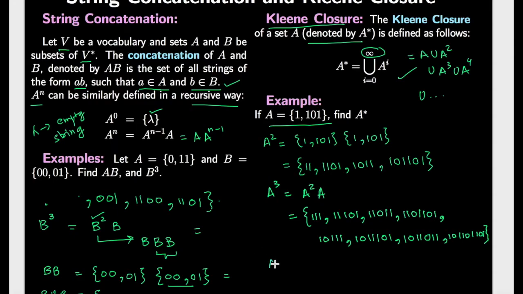So now what is A star? By observation, it definitely has 1, 11, 111, 1111 and so on, correct? Because of this, then this, then this, and so on. But what next? Does it have any other length 2 string or length 3 string? No, but it has some length 4 strings, which are 1101 and 1011.